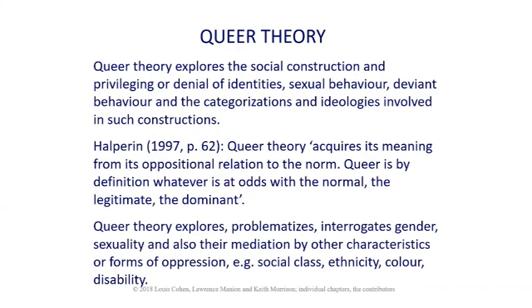Queer theory. Queer theory explores the social construction and privileging or denial of identities, sexual behavior, deviant behavior, and the categorizations and ideologies involved in such constructions. How queer acquires its meaning from its opposition or relation to the norm. Queer is by definition whatever is at odds with the normal, the legitimate, the dominant. Queer theory explores, problematizes, and interrogates gender, sexuality, and also their mediation by other characteristics or forms of oppression, for example, social class, ethnicity, color, disability.